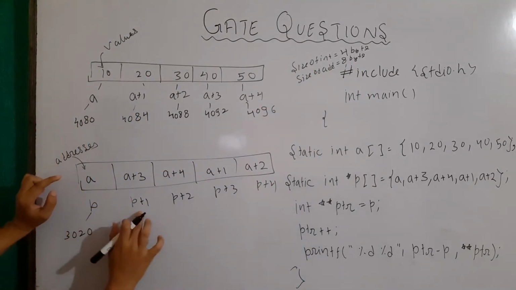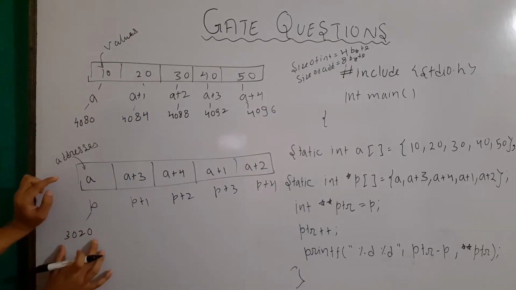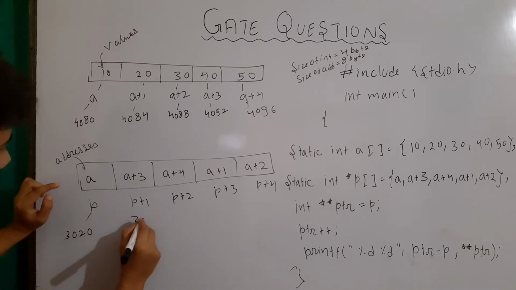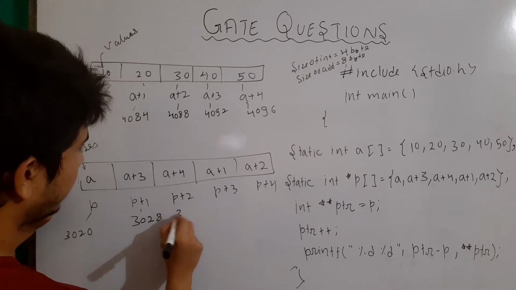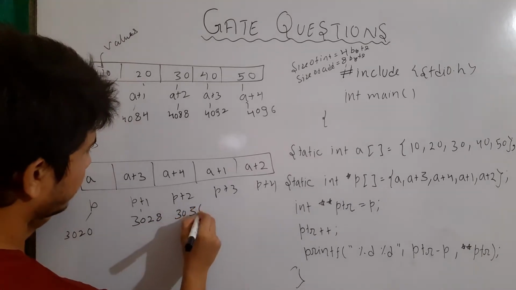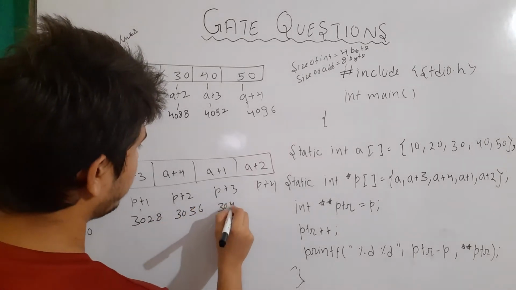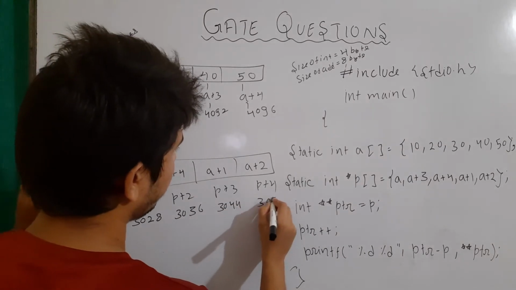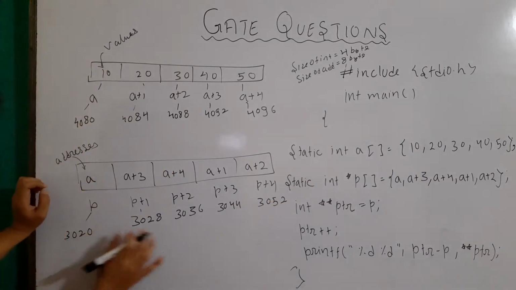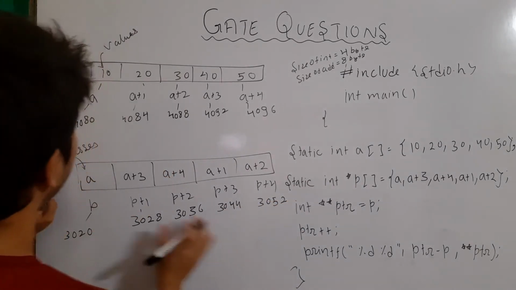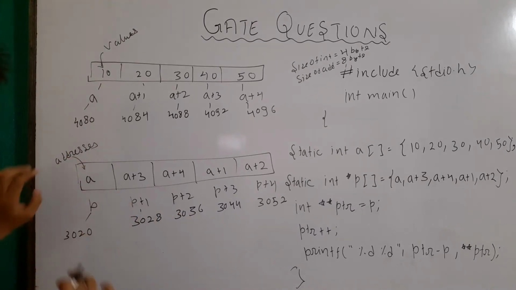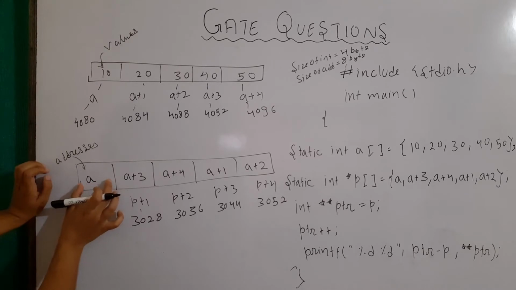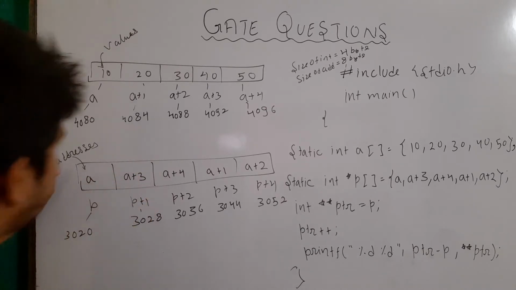So if I do p plus 1, then 8 will be added to our base address, so this will be 3028, then 3036, then 3044, and then 3052. This increment of the addresses is according to the kind of thing that it is holding, okay? Here we required 8 bytes to store the addresses.